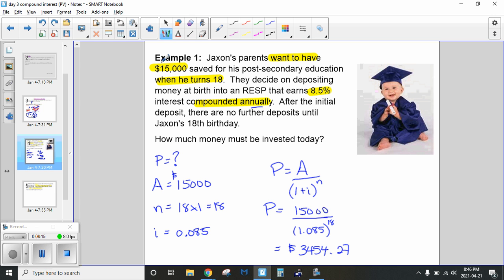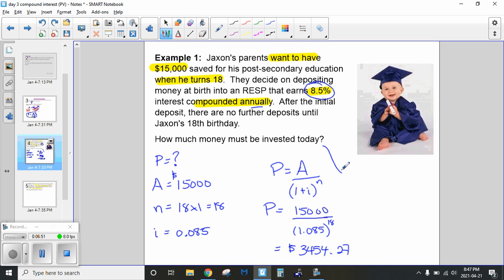So that is like the benefit of compound interest. The earlier you start saving, the bigger your money will grow to in a reasonable amount of time. So 18 years. This is a pretty high interest rate, 8.5%. I don't know if that's typical of investments or if that's on the high side, but that sounds pretty great to me. $3,500 today, $15,000 18 years from now, I can handle that. In theory, at least. So how much money should be invested today?